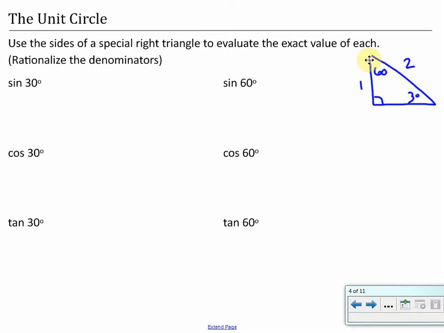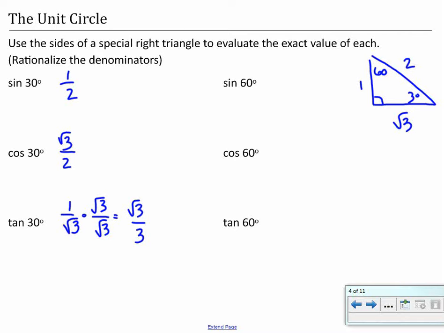My hypotenuse would be 2, and across from the 60 would be radical 3. So sine of 30, opposite over hypotenuse, would be 1/2. Cosine of 30, adjacent over hypotenuse, this would be radical 3 over 2. And tangent of 30, opposite over adjacent, but I want to rationalize this, so this would be radical 3 over 1 times radical 3 over radical 3, which gives me radical 3 over 3.